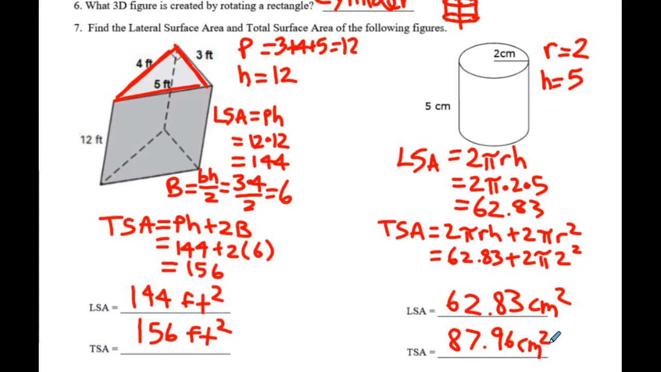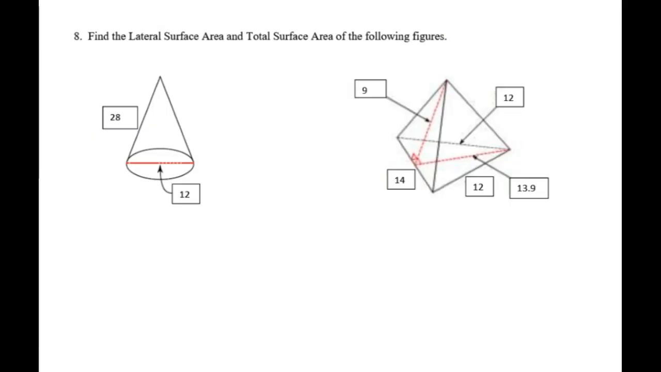Same formulas from the formula chart. You just got to be careful to make sure you calculate your capital P, capital B, and plug stuff in right. All right, so flip it over. We got a cone. For the cone's formula, we need to know R and L. R is not 12, right? If this whole thing is 12, halfway across is 6. L on the slant, well, that is 28.